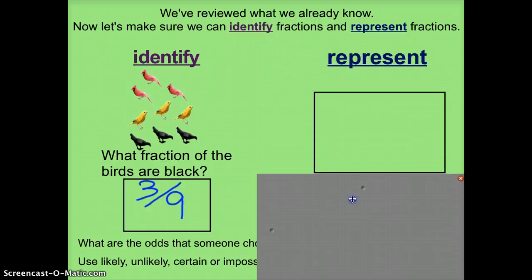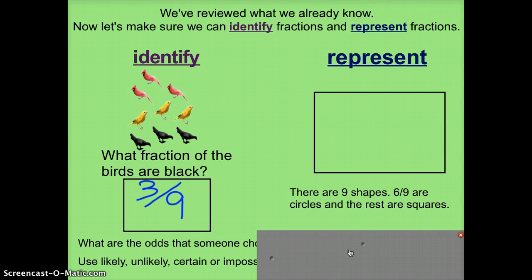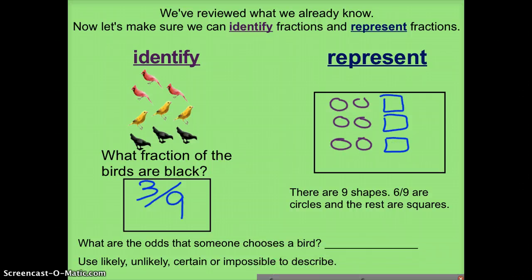I'll represent a fraction here. There are 9 shapes. 6/9 are circles and the rest are squares. Well, I'll go ahead and draw 1, 2, 3, 4, 5, 6 circles, and the rest are squares. So if there's 6 that are circles, 9 total, that must mean 3 more are squares. So here I've given the fraction 6/9 circles, 3/9 squares.